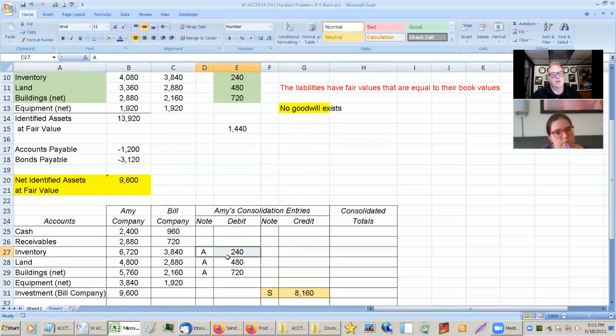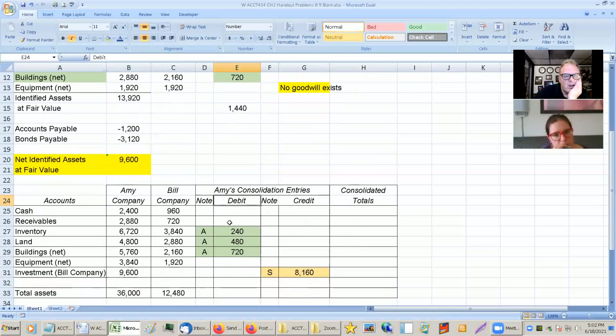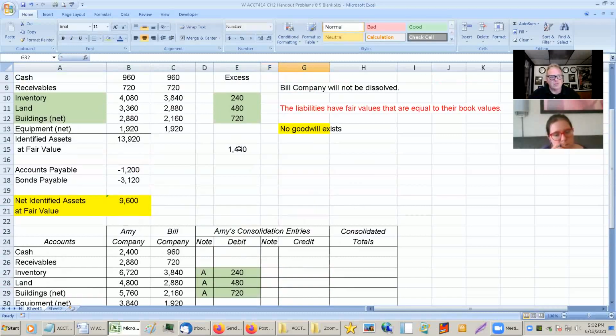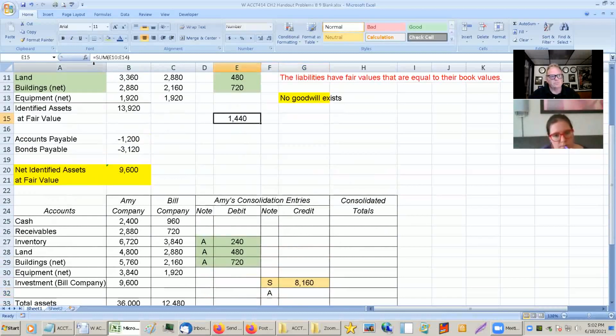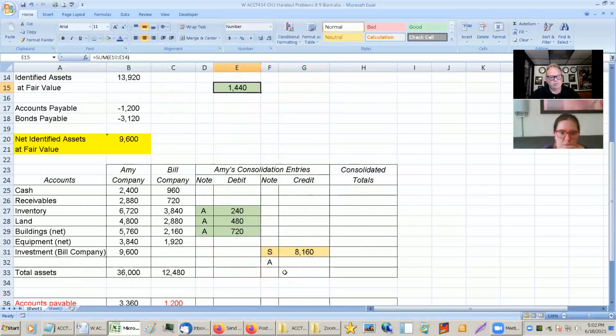I'm going to make those all the same color just because. So all of these will then be 1,440. Hopefully those come out to 960, and they do.